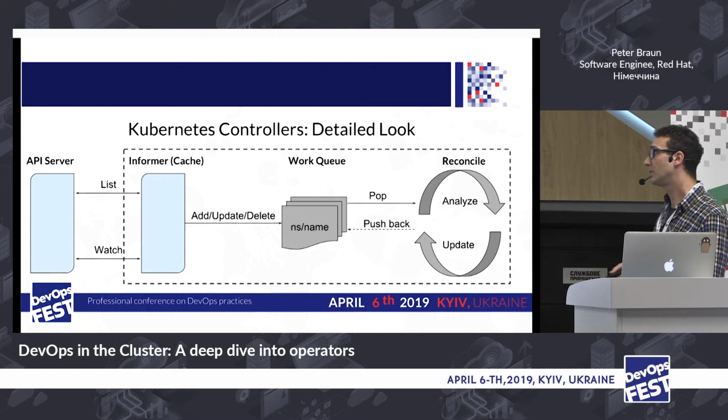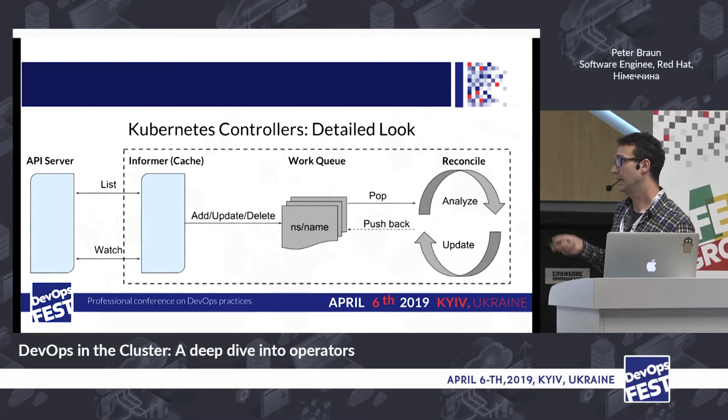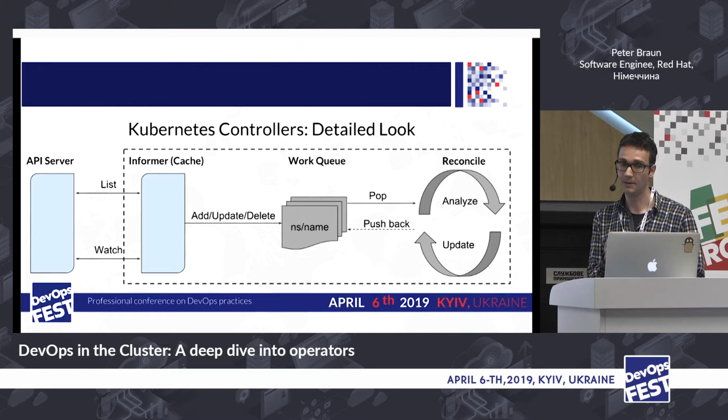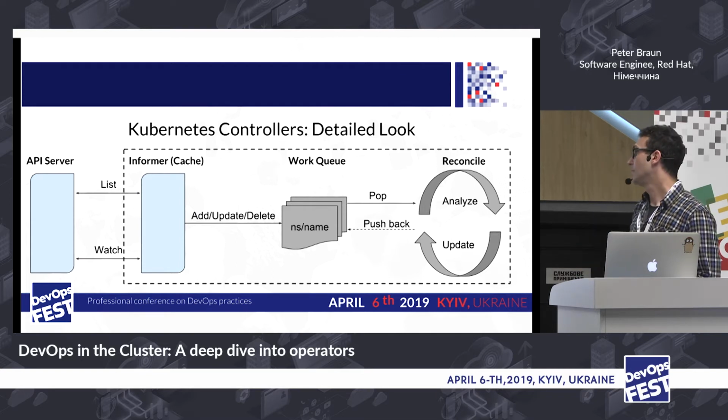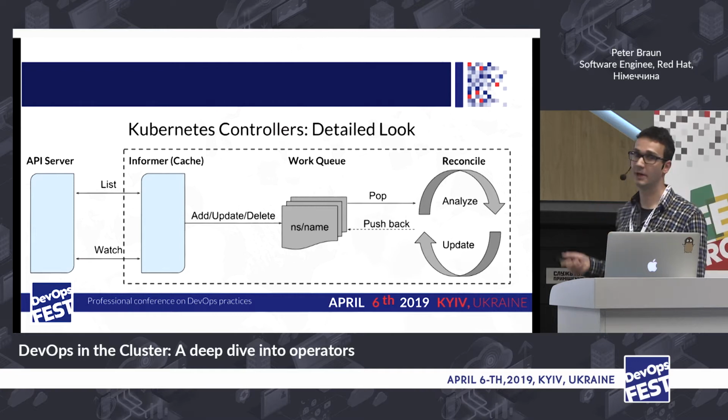And on the right side, we have the reconcile function of the controller. This one will take the next item from the work queue, analyze it, and figure out if there is anything to do, so if the spec and the status are different. If there is anything to do, it can then either ignore or forget the item if everything is done, or it can push it back to the work queue if further actions are required.